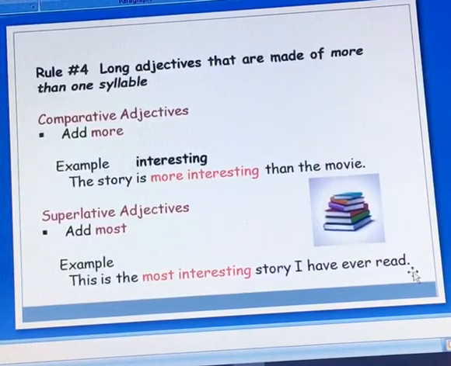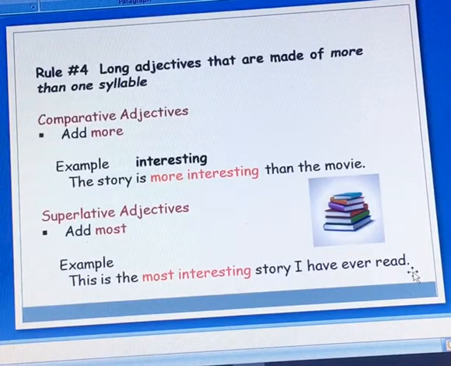Rule number 4. Long adjectives that are made of more than one syllable. For comparative adjectives, we add more. For example, the word interesting. This is a long adjective. It is made of more than one syllable. So, how do we form it to make it comparative adjective? The story is more interesting than the movie.